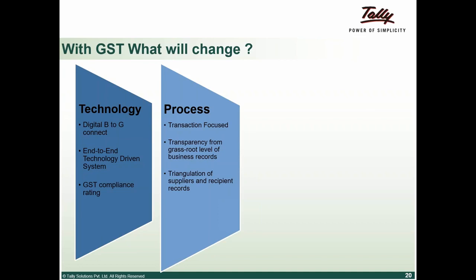Number two is the transparency from the grassroots level of the business record. I was mentioning earlier that for every business, the purchase and sale are the most vital and major transactional records. All the majority of them are made available on the GSTN portal, right? So we upload that information, government has that information. So we need to have this transparency and make sure that this information is recorded appropriately as per the requirement.